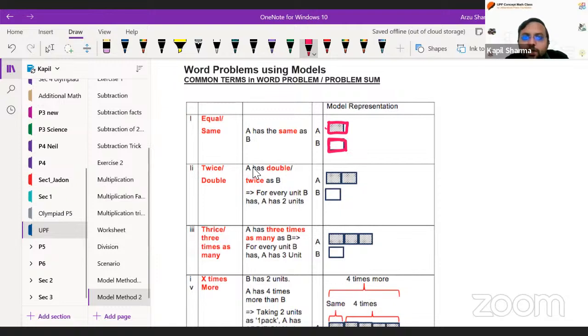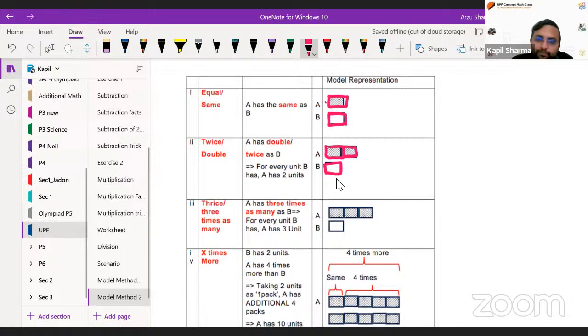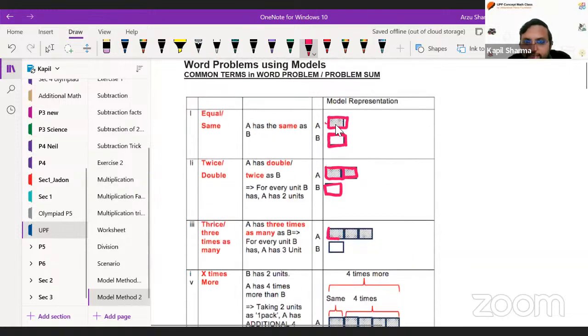If A is double or twice of B, then we can use two such bars, or you can call them units. So A is represented by 2 units, B is represented by 1 unit. If A is 3 times B, then A has 3 units, B has 1 unit, and so on. Did you understand these models, guys?